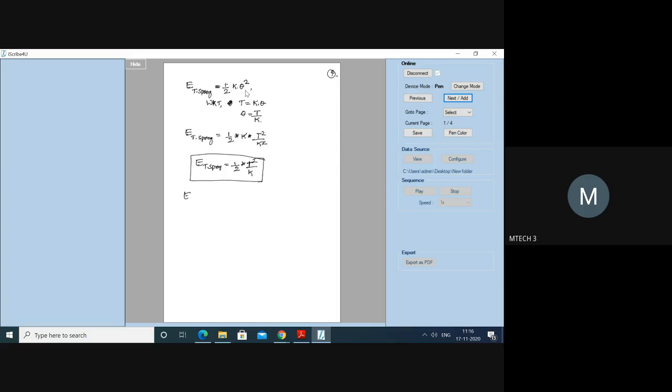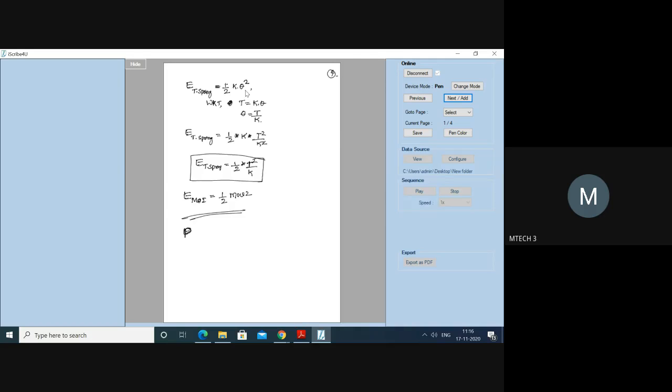Then what is the energy stored in the mass? With kinetic energy, E of moment of inertia is half into m omega square. Right.